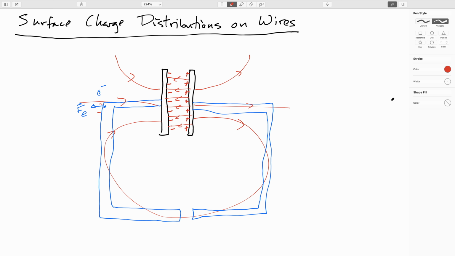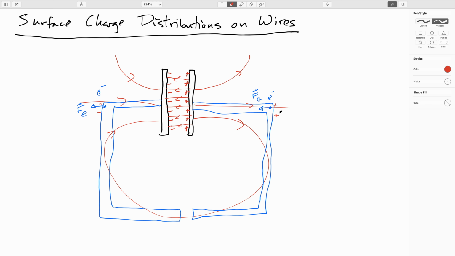All right, let's repeat this over at, say, this corner here. Again, it'll be the same deal. The electrons there will be feeling an electric force pulling them to the left. So that's going to leave behind partially shielded nuclei in the material, leaving a positive surface charge on the wire like that.